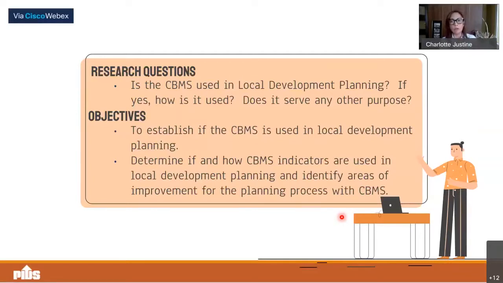So we went on to probe a bit further. If yes, how is it used? And does it serve any other purpose? Therefore, our objectives are very straightforward. They follow the questions that we have. The objective is to establish if the CBMS is used, and in fact it is by majority, and determine if and how CBMS indicators are used in planning, and identify areas of improvement for the planning process with CBMS.